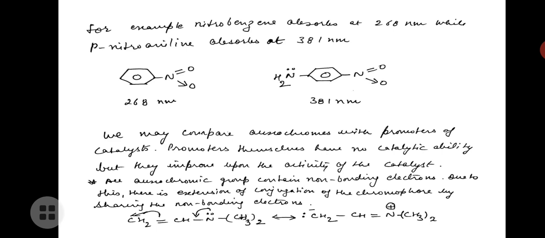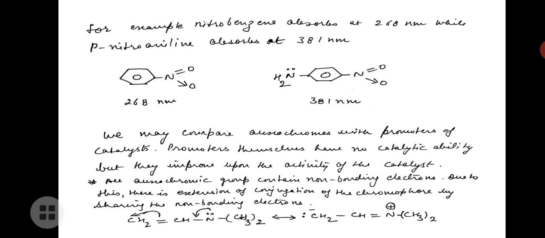and you can see by the help of arrows that there is sharing of the non-bonding electrons, and ultimately the electron pair is on the CH2 group and a negative charge is there. So these were some of the examples. Some more examples you can do.